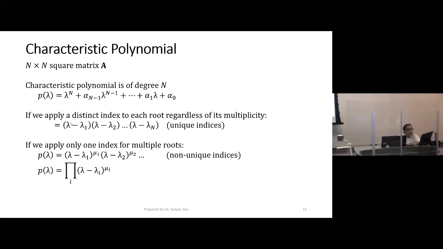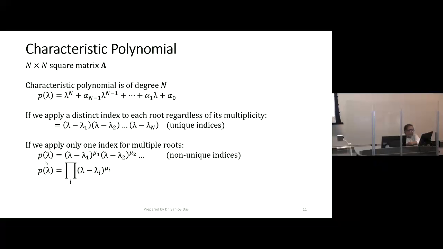Otherwise, we can rewrite this characteristic polynomial as lambda minus lambda 1 to the mu 1. That's the number of times it repeats. Mu 1 could be 1, 2, 3. Likewise, the next factor is lambda minus lambda 2 to the power of mu 2. Again, mu 2 could be 1 or it could be more than 1. This is when I'm following non-unique indices for the eigenvalues. So lambda 1 is a multiple root if mu 1 is 2 or 3, or as long as it's not 1. Likewise for lambda 2.